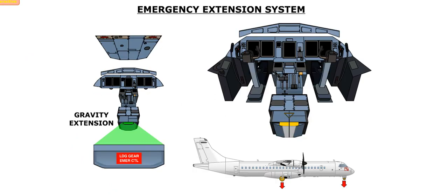An emergency extension system allows the landing gear to be extended in the event of a normal system failure. Pulling the landing gear emergency extension handle mechanically releases the up locks and allows the landing gear to extend by gravity and aerodynamic forces.